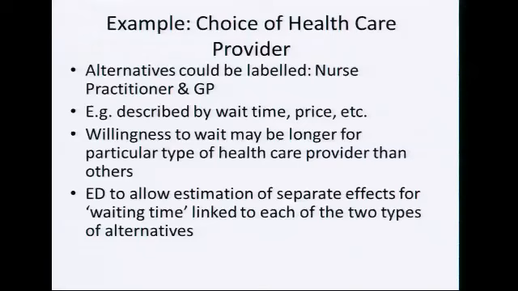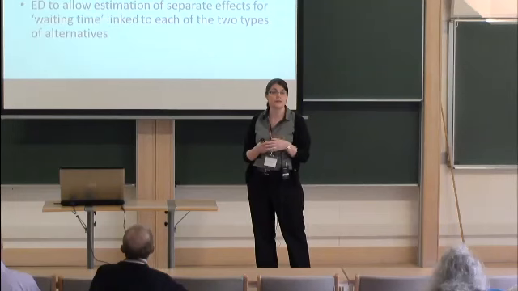Okay, but before getting on to the real example, going back to our little hypothetical example of healthcare providers, it could be that labelling those alternatives, instead of just saying healthcare provider A or B, we might label them as, say, nurse practitioner and GP. And indeed, those labels could carry meaning. And then we might describe those healthcare providers on a number of attributes, but two might be how long you have to wait to see the healthcare provider, and another one might be price.